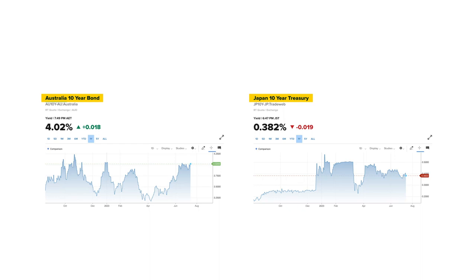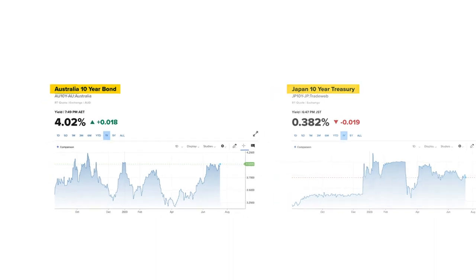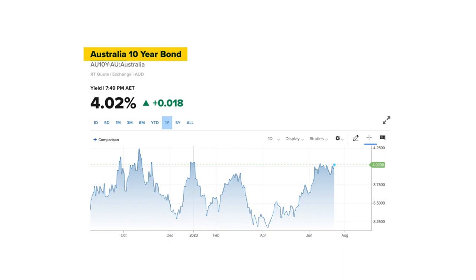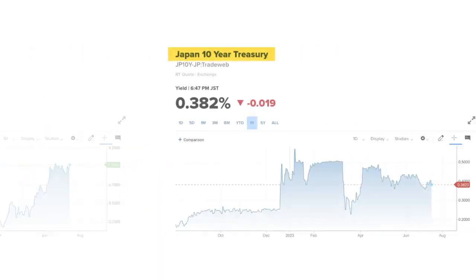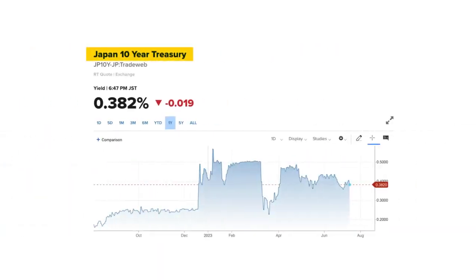If we check on the charts of the yields, we will see that the Australian ones have reached the previous high above 4%, while the Japanese has declined to 0.38%. This indicates that the capital is flowing more aggressively in favor of the Aussie dollar against the Japanese yen.